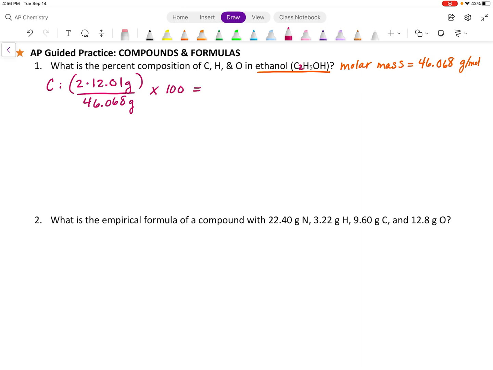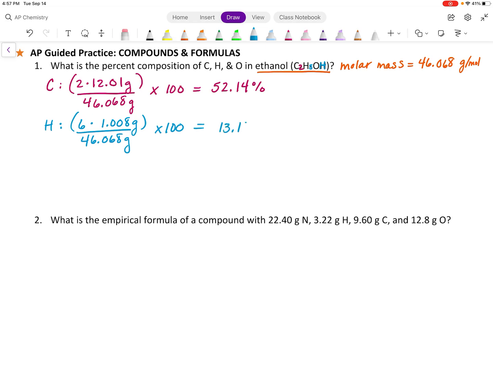So we go ahead and plug those numbers into our calculator. So 2 times 12.01 divided by 46.068. A lot of times I round to the whole number, and that should be sufficient as well for most of the calculations that we're doing in class. We do the same thing for each of the additional elements. So remember that we have 5 plus another one of those hydrogens. So for hydrogen, it's going to be 6 total hydrogens times 1.008, which is the molar mass on the periodic table for hydrogen. And then we're going to divide that by the 46.068. Multiply that by 100 to get our percent.